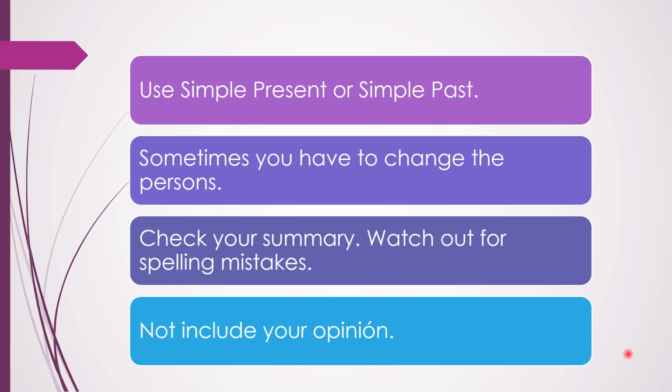Then, what other points are important that you have to consider to write it? First, summaries in general terms use simple present or simple past. Sometimes you have to change the persons. Why? Because if you are reading about, maybe, Andrea, you are going to focus on her or she. Then you have to check your summary. Watch out for spelling mistakes. And then one important point is that your opinion is not included.